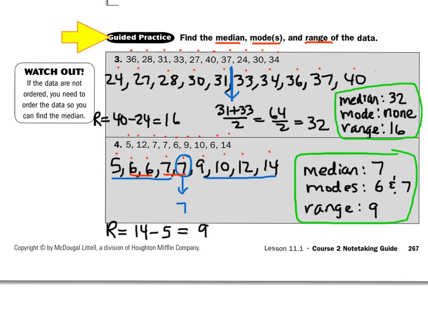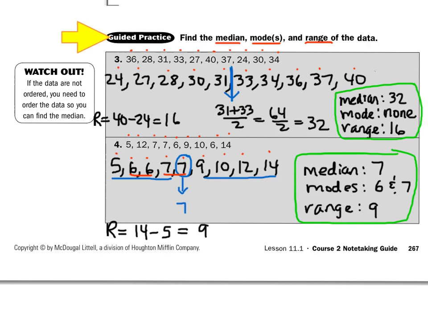The mode is when we try to find which one occurs the most. And if you look at all these numbers, none of them repeat. So that means that there is no mode. There is no number that happens more than once. And to get the range, remember the range is the high minus the low. So the highest number is 40 minus the lowest number is 24. That would give us 16. So the range is 16.